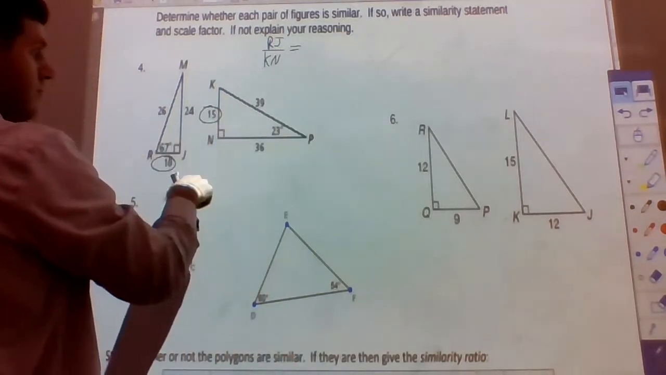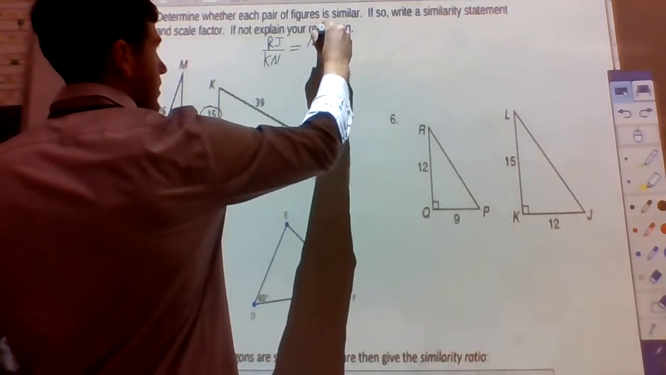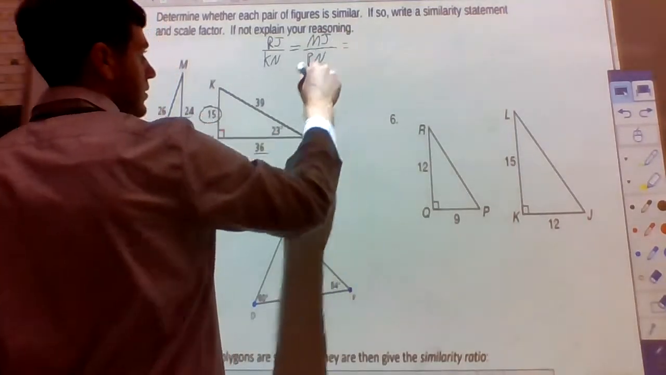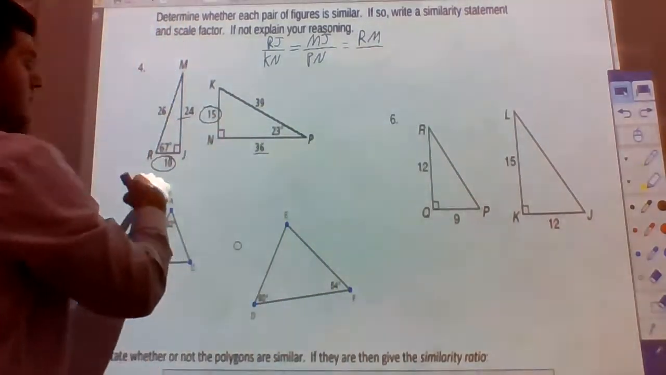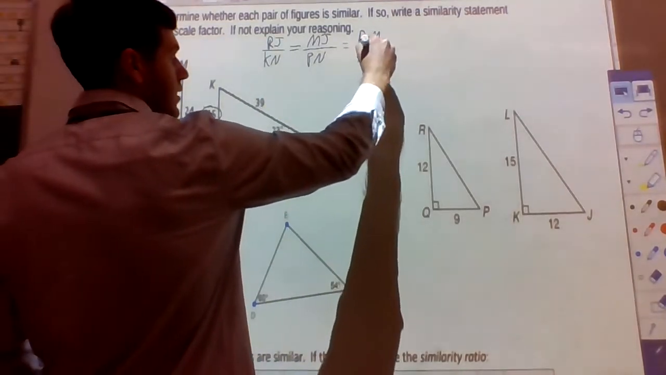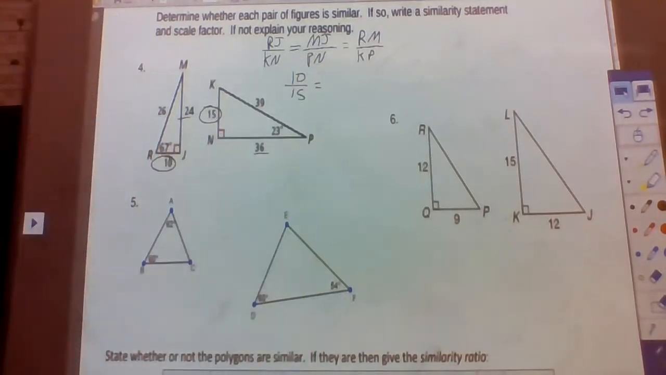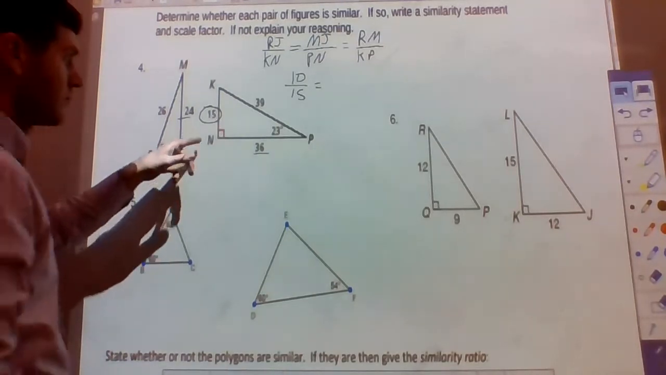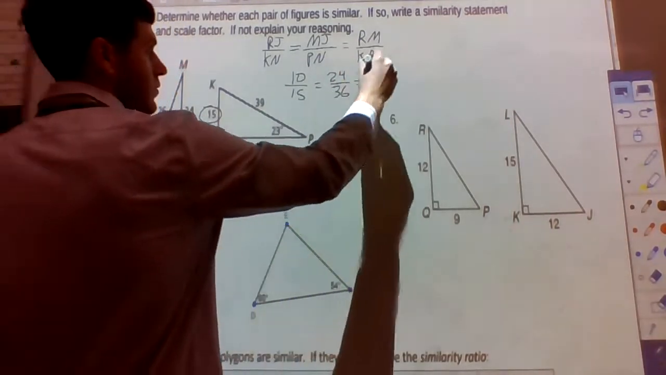Then MJ corresponds with PN, and RM corresponds with the largest, KP. So that's going to be 10 over 15, again the two smallest numbers, because if these are going to be proportional, the small sides are going to match up. Then we have 24 over 36, and then we have 26 over 29.